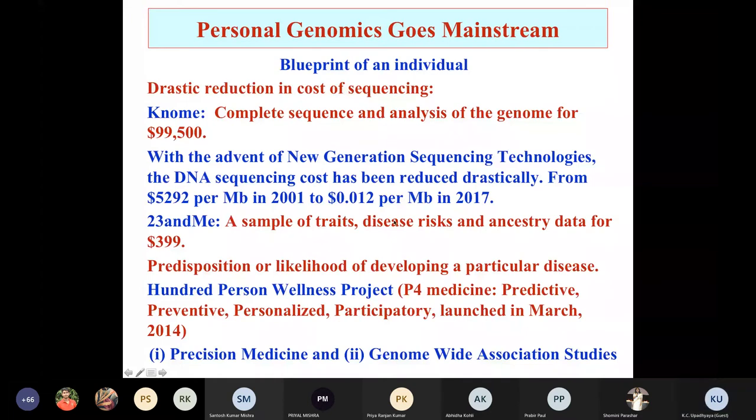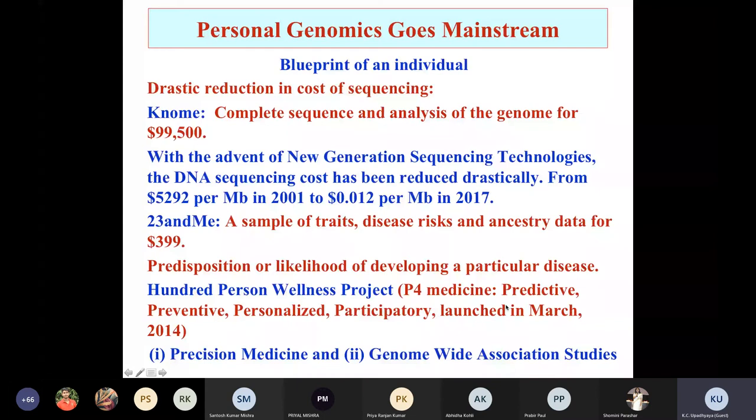Oops, sorry. And of course, there are a lot of other things that have come up. But the whole thing is, in this sequencing, the cost has been reduced, which has led to precision medicine. In precision medicine, the entire genome of an organism or individual can be sequenced. And then there are a lot of genome-wide association studies.